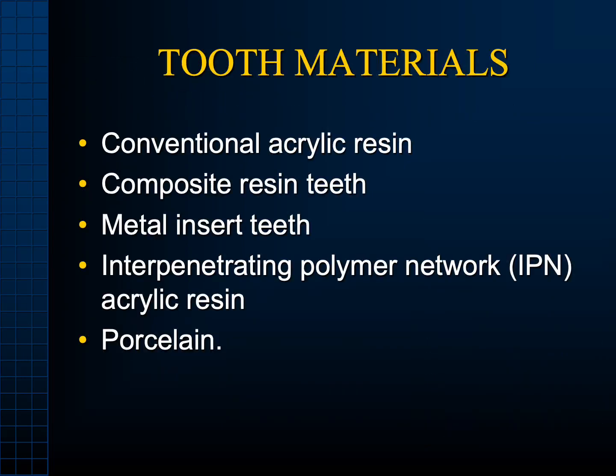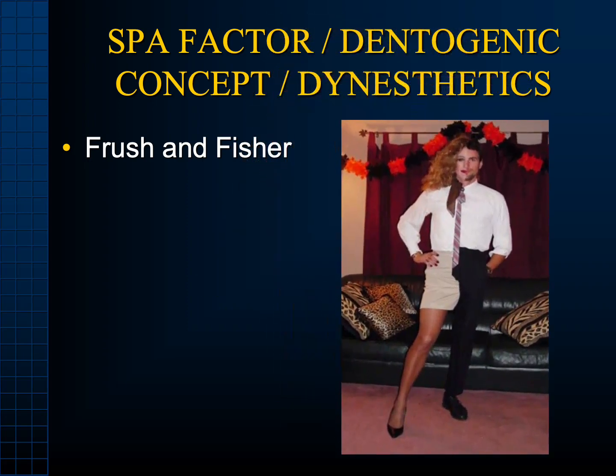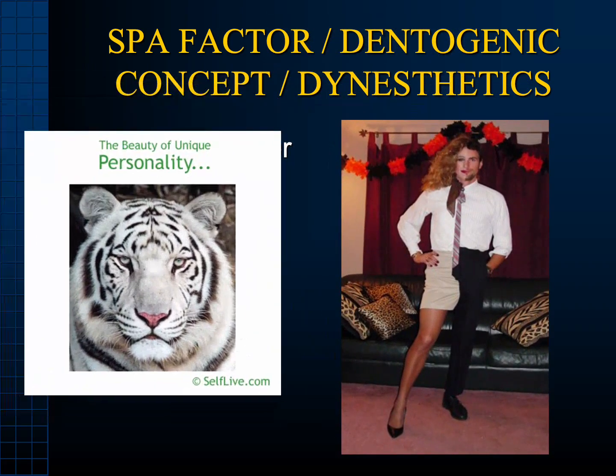There are various materials with which anterior teeth are made. One is acrylic resin, composite resin, metal insert teeth, and interpenetrating polymer network teeth which have high impact or increased wear resistance. Then there are porcelain teeth. We have another important concept in selection of anterior teeth, called the SPA factor or dentogenic concept or dynesthetic. It was given by Frush and Fisher.